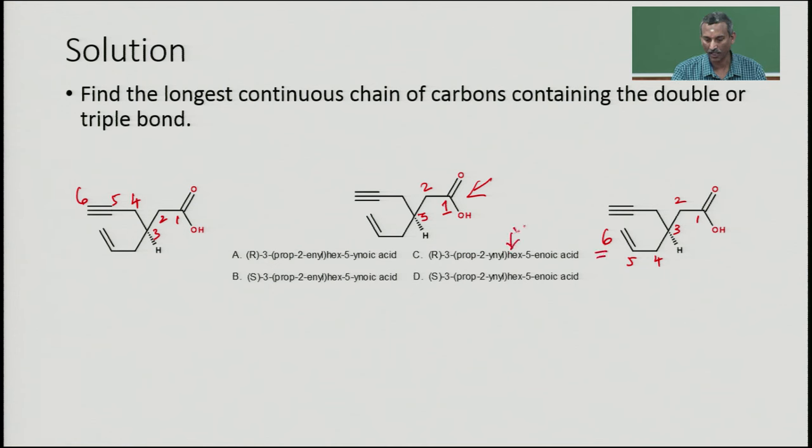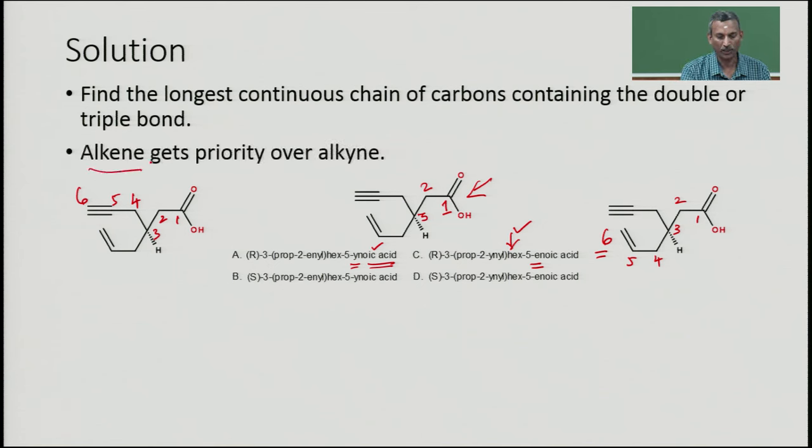So, that means hex is actually the right name, and oic acid is also the right name. So, now we have to only finalize whether it is ene or it is yne. So, that is the only thing we will have to find out. So, according to the IUPAC nomenclature rule, the alkene gets priority over alkyne. So, in that case, how do we give the name for this compound? Alkyne gets lower priority, alkene gets higher priority. So, when it gets higher priority, the name should be given as enoic acid.